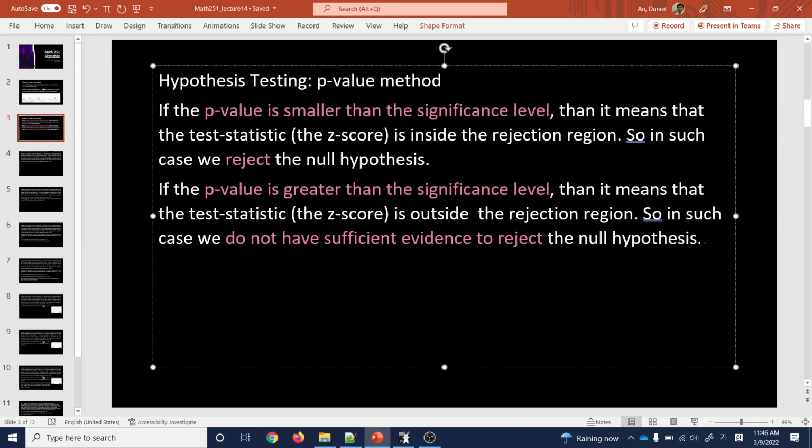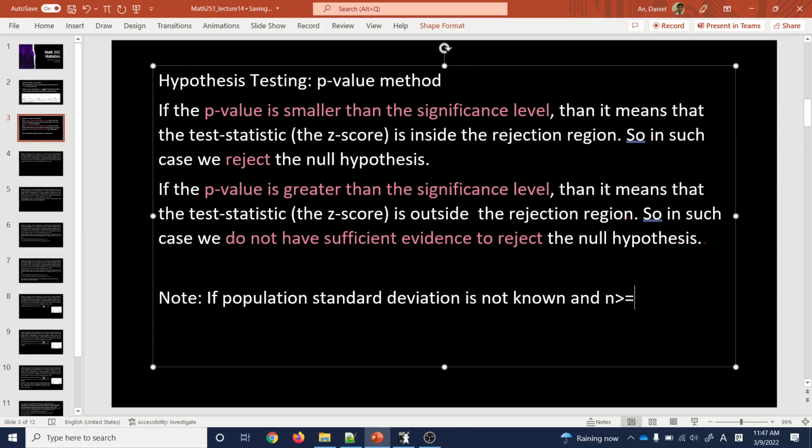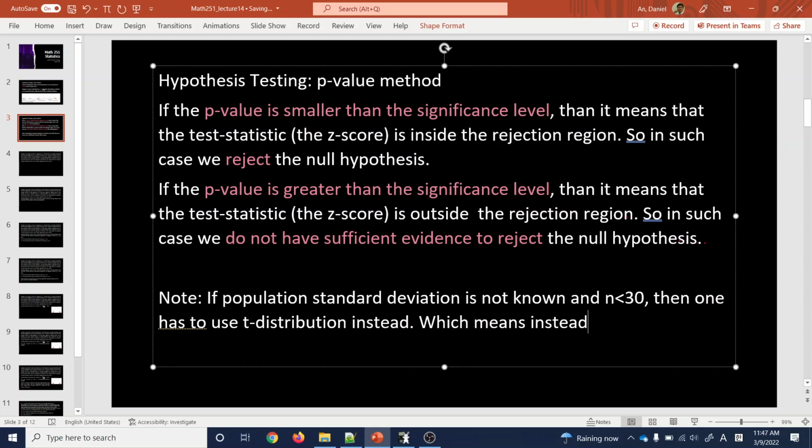Okay, so I want to say, note: if the population standard deviation is not known and n is less than 30, then one has to use the t distribution instead, which means instead of norm CDF, we use t CDF in the calculator.